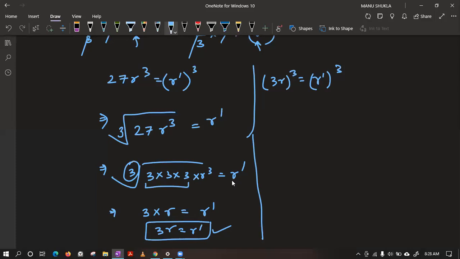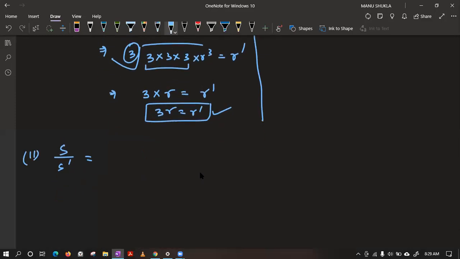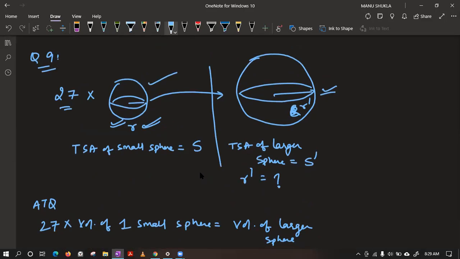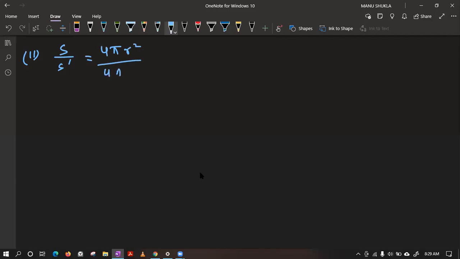Now second, they are saying find the ratio of s and s dash. Again simple, the ratio of s upon s dash. We all know the value of s is given by, as it is a sphere, what is the value of s? That is TSA. Please tell, what is TSA of a sphere? It is 4 pi r square upon 4 pi r dash square. So 4 pi and 4 pi will cancel. We are left with r square upon r dash square.